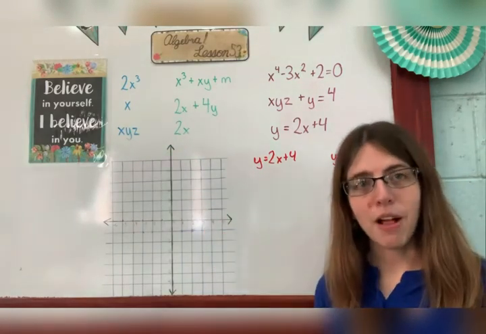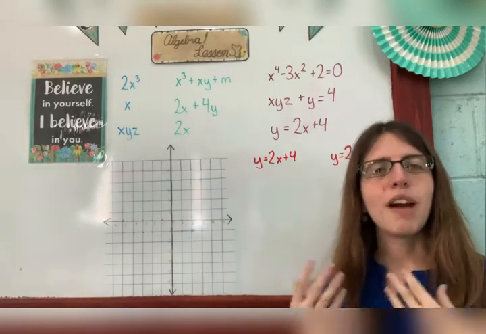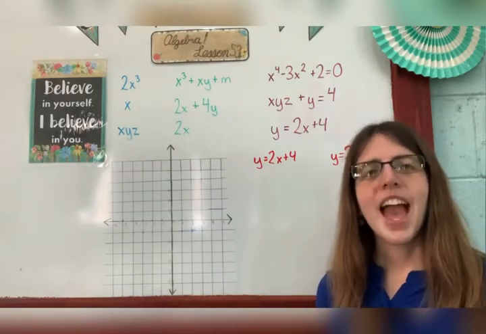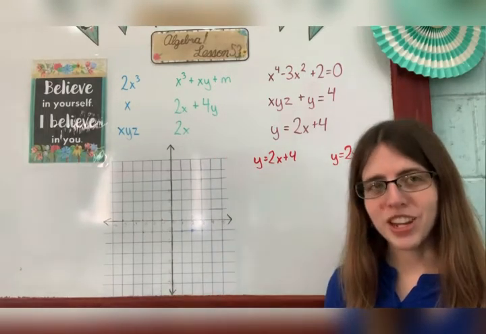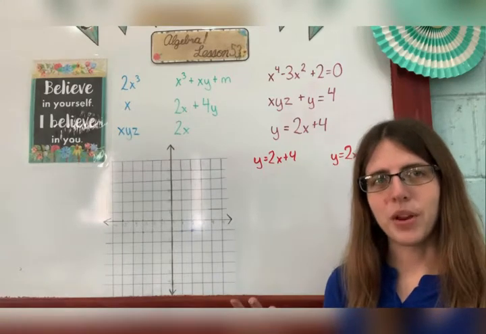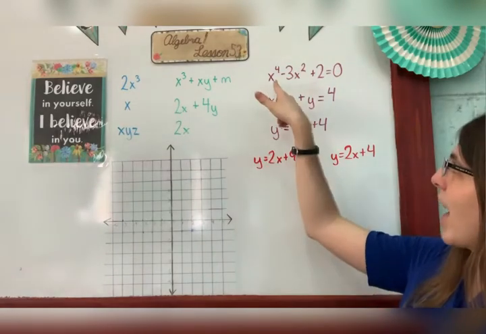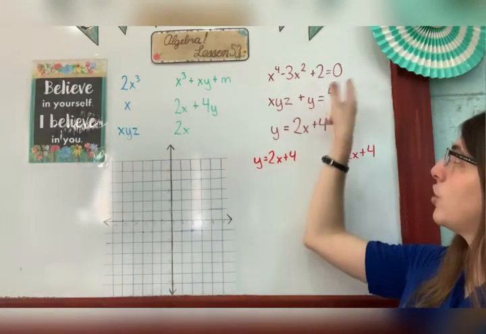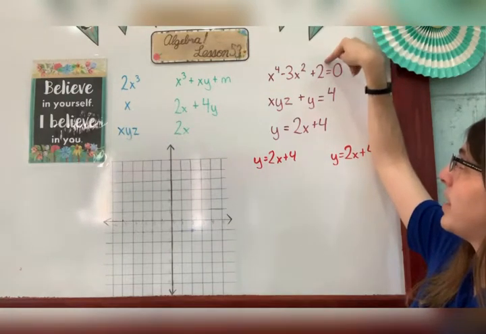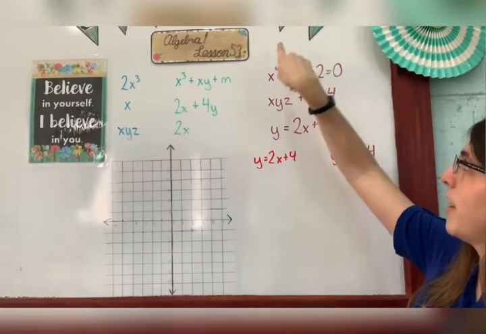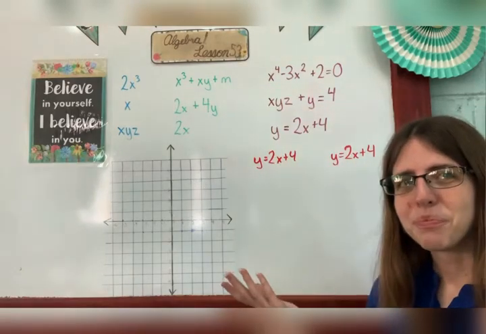Now if you take two polynomials and you connect them with an equal sign, you have a polynomial equation. And just like with a polynomial, the degree of a polynomial equation is the highest exponent of any of the terms. So here I have x to the 4th minus 3x squared plus 2 equals 0. Well, this has a degree of 0, this has a degree of 2, and this has a degree of 4. So the highest one is 4, so our degree is 4.